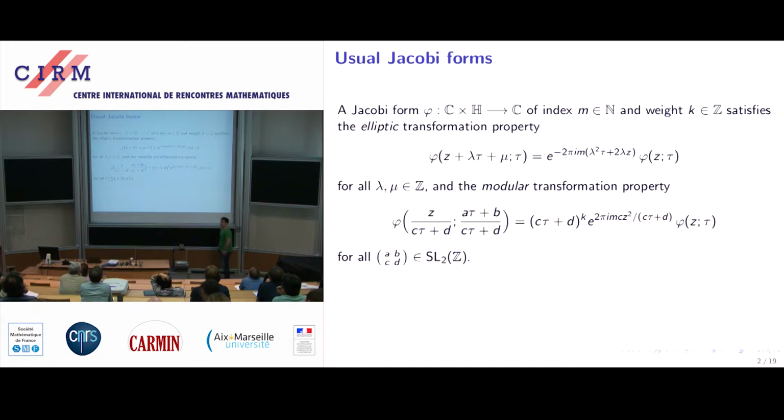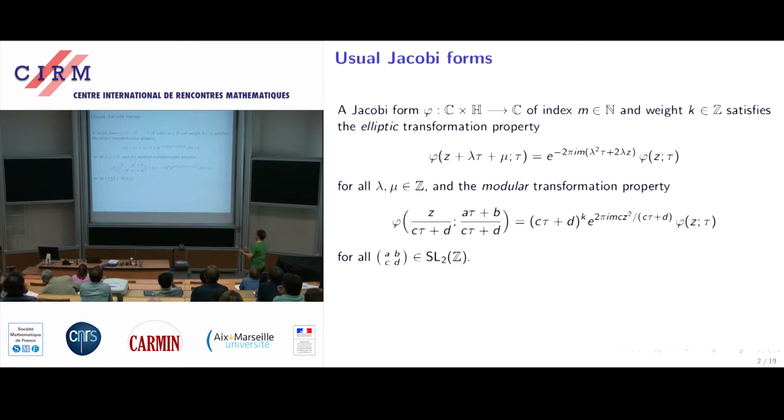And yeah, before somebody complains, I have the annoying habit of always writing the elliptic variable first, but it's just a matter of preference. That's because if I use elliptic transformation properties, I usually don't write the tau, and it's easier to skip the last part. But that's the convention that I'm going to use here.